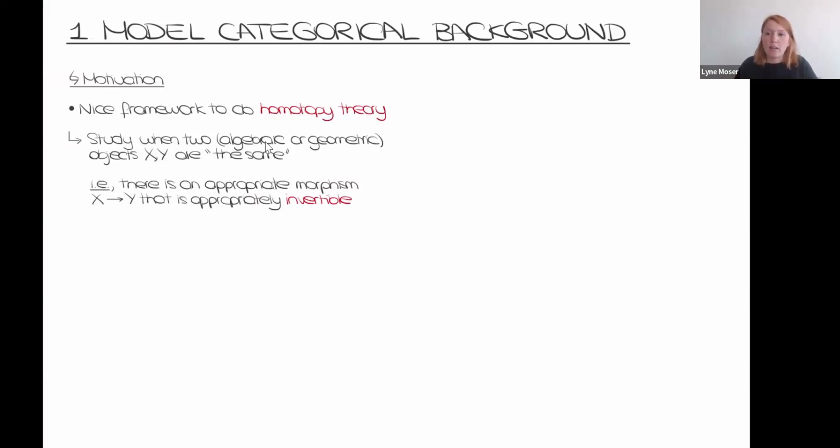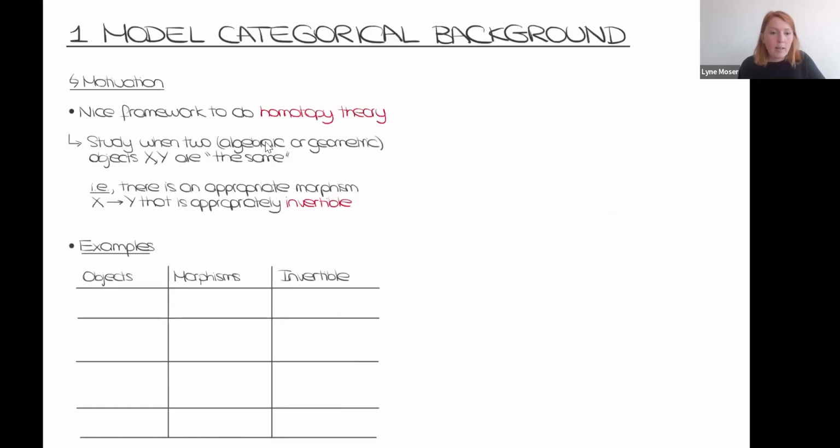And by this, I mean that I have appropriate morphisms between my objects, which may, for example, preserve the algebraic or the geometric structure. And I want them to be appropriately invertible. Let me give you some examples for this. Maybe one example, which is a bit boring from a homotopical point of view, is that of sets. I want to say when two sets are isomorphic. So when I say appropriate morphisms, what I mean is a map of sets, and appropriately invertible in this case would be a bijection.